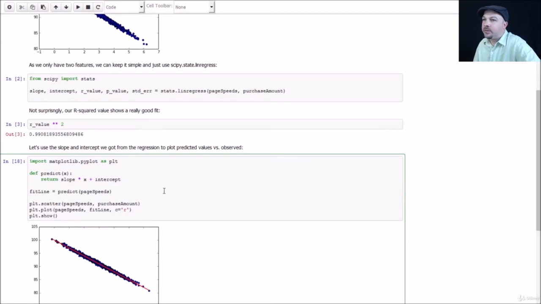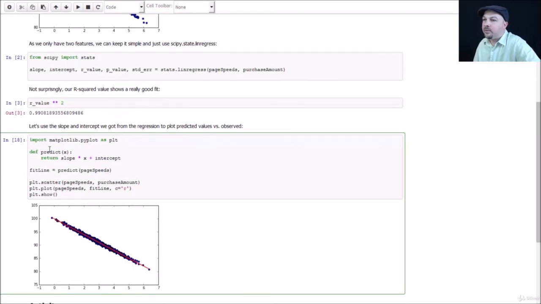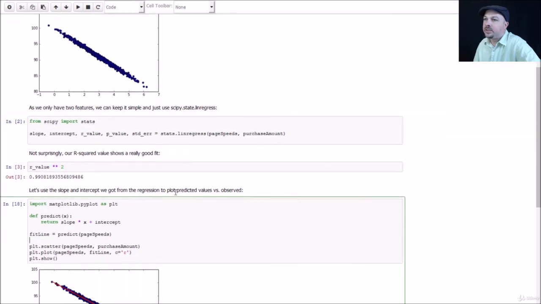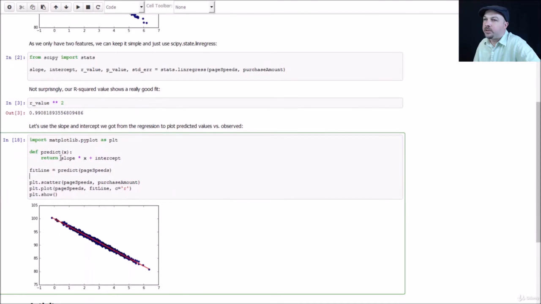This little bit of code will create a function to draw that red best fit line alongside the data, so a little bit more of matplotlib magic here. We're going to make a fit line list, and we're going to use this predict function we wrote to take the page speeds, which is our x-axis, and create the y function from that. So instead of taking the observations for amounts spent, we're going to find the predicted ones just using the slope times x plus the intercept that we got back from the linregress call above.